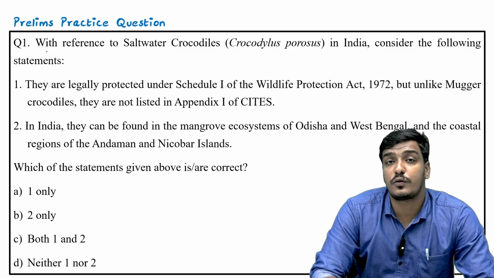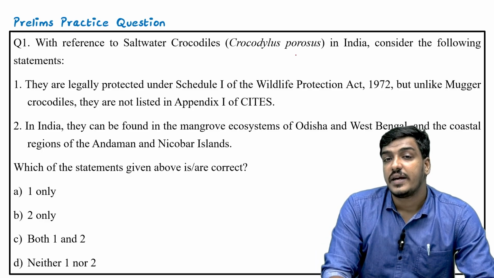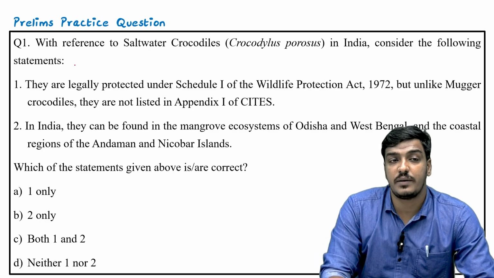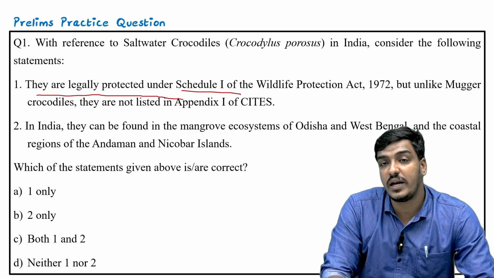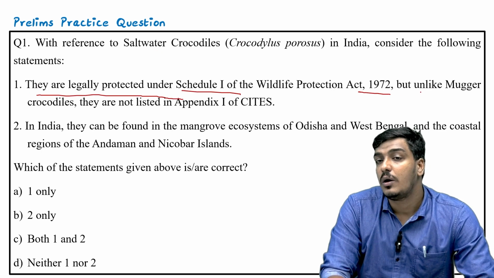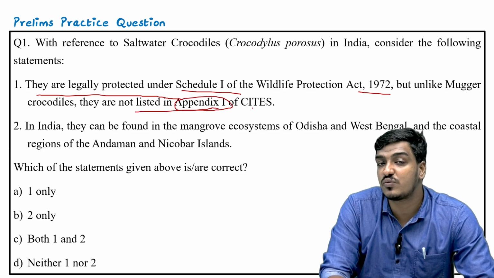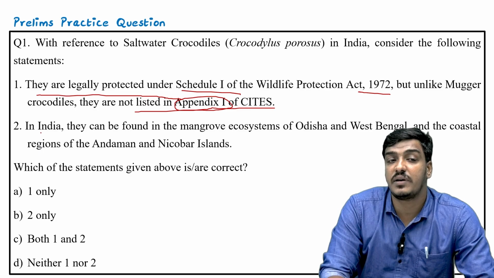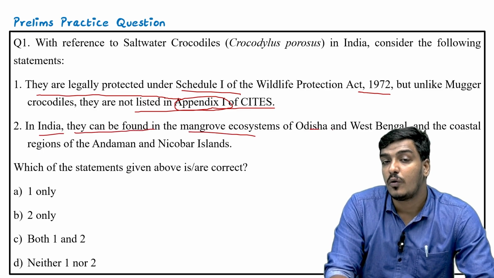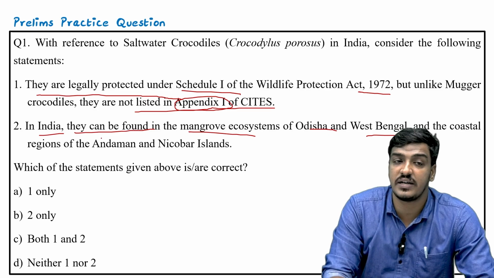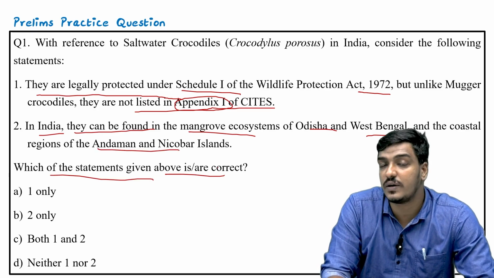And the first question for today's question analysis is, with reference to saltwater crocodiles in India, consider the following statements. First, they are legally protected under Schedule 1 of the Wildlife Protection Act of 1972, but unlike mugger crocodiles, they are not listed in Appendix 1 of CITES. Second statement, in India, they can be found in mangrove ecosystems of Odisha, West Bengal and the coastal regions of Andaman and Nicobar. Which of the statements given above is or are correct?